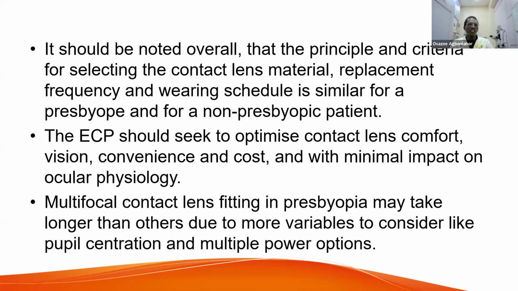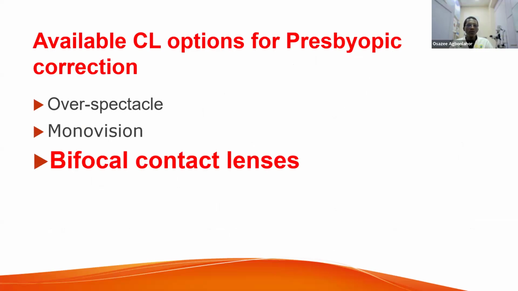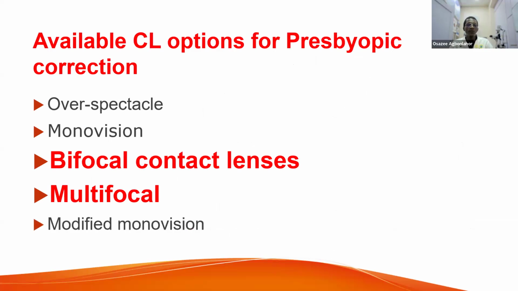Multifocal contact lenses in presbyopia may take longer than others due to variables such as pupil centration, multiple power options, and eye dominance. These are the things we're going to be paying attention to in this meeting. These are the available options for correcting presbyopia: over spectacle, monovision, bifocal contact lenses, and of course, multifocal contact lenses. Modified monovision is the same as monovision, just with a bit of an addition. But our focus is not on over spectacle.